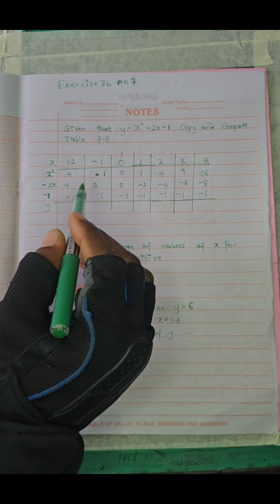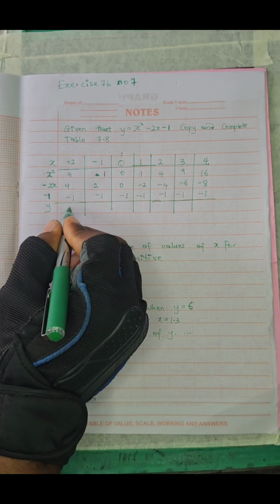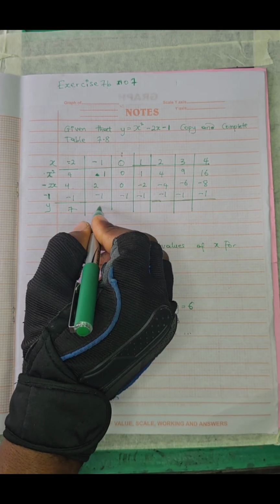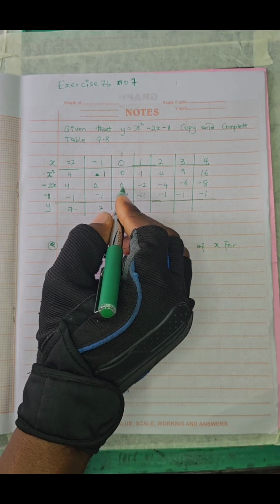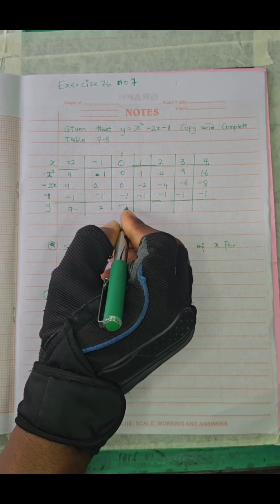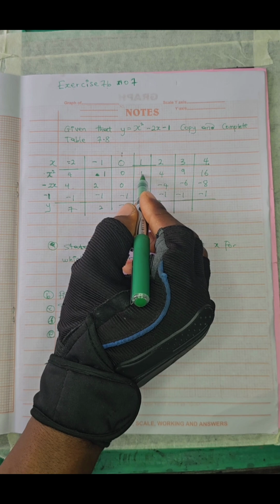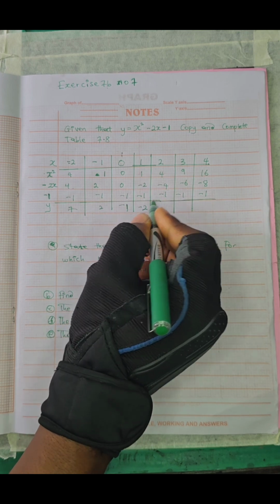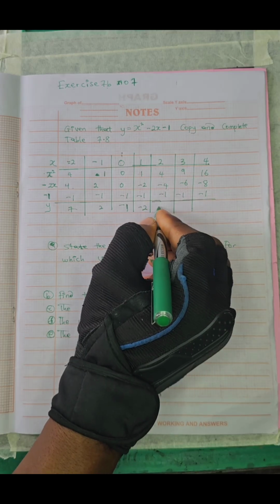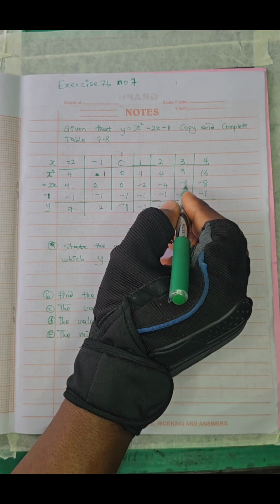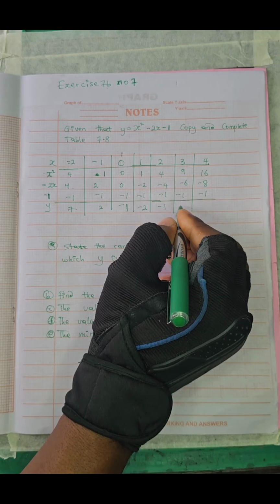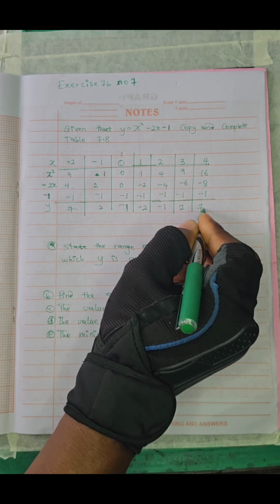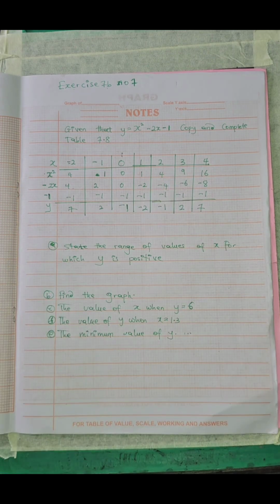First we are going to add here. 4 plus 4 is 8, minus 1 is 7. 1 plus 2 is 3, minus 1 is 2. 0 plus 0 is 0, minus 1 is -1. Then 1 minus 2 is -1, minus 1 is -2. 4 minus 4 is 0, minus 1 is -1. 9 minus 6 is 3, 3 minus 1 is 2. 16 minus 8 is 8, 8 minus 1 is again 7. So it will go down and come up.